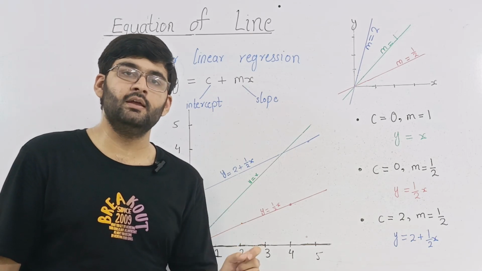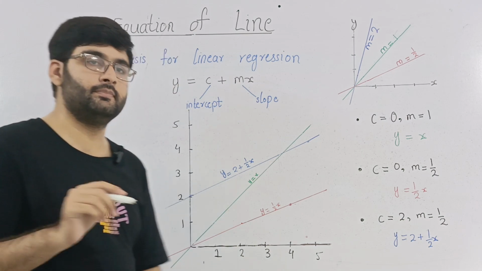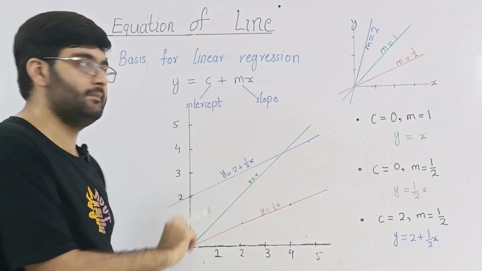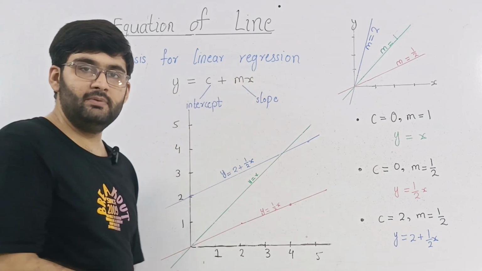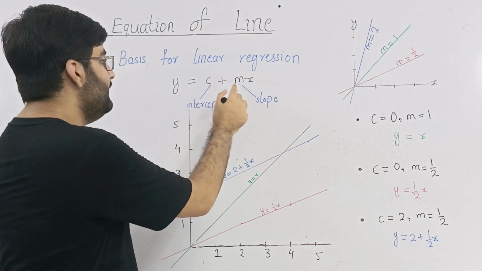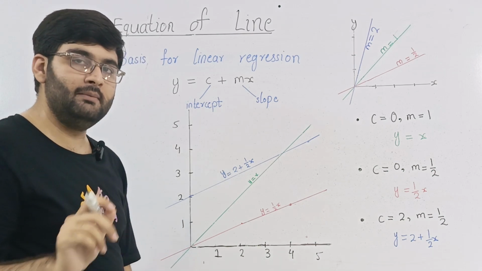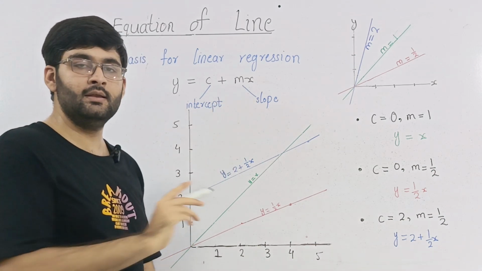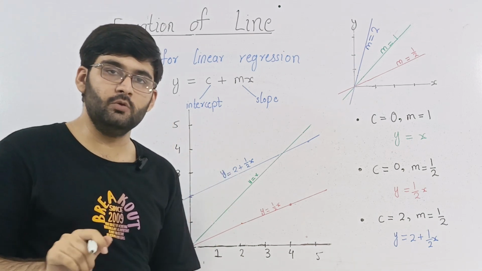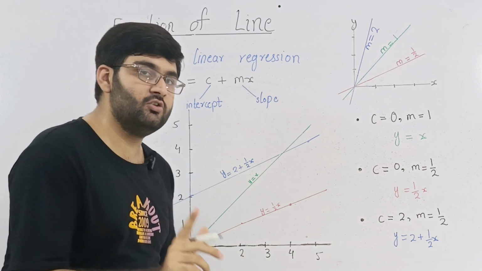The equation of a line is the foundational concept for linear regression. This is the basic form of the equation of a line. Here, y and x represent a point on the line, whereas c and m are two constants that define the line. m is called the slope of the line and c is called the intercept of the line. The slope means the steepness or inclination of the line.